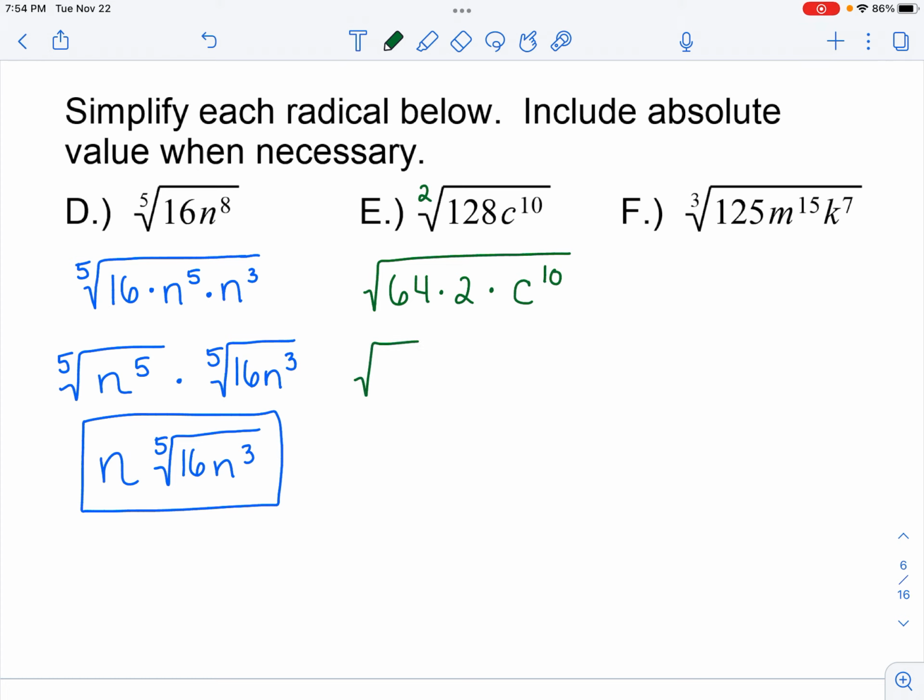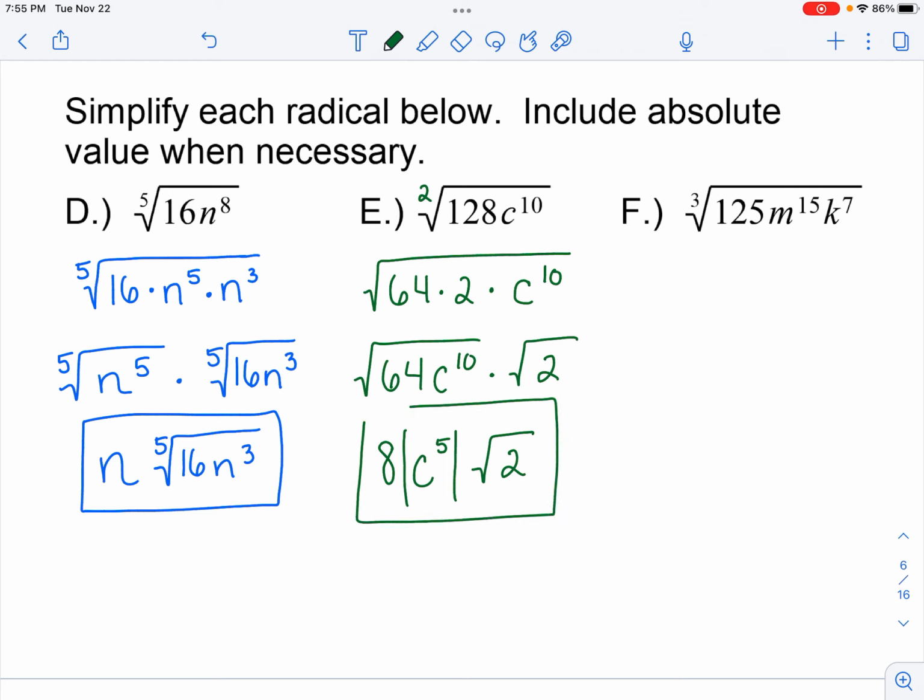So this is going to be the square root of 64 and c to the 10th times the square root of 2. The square root of 64 is 8. The square root of c to the 10th is c to the 5th and then I still have the square root of 2. All right. Now this was an even index problem. I have an odd exponent here, so I'm going to need absolute value in the mix around the c to the 5th. So this is my final answer for problem E.